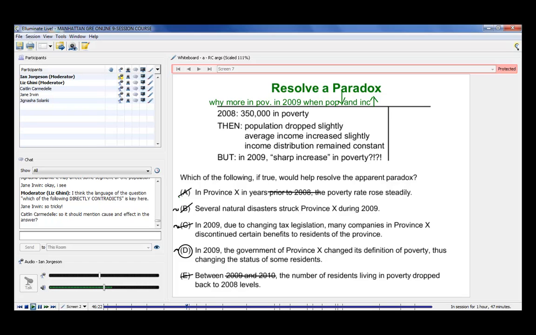But keep in mind that the next problem you look at might not be as much of a cause and effect type argument. And if it's not as much of a cause and effect type argument, you might not actually need an answer that was cause and effect. But in this case, D so clearly brings the poverty back into the answer that it makes it clearer how it's possible to have an increase in poverty even though income increased and population decreased.